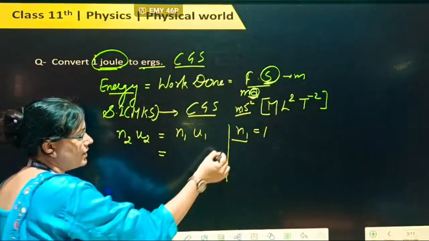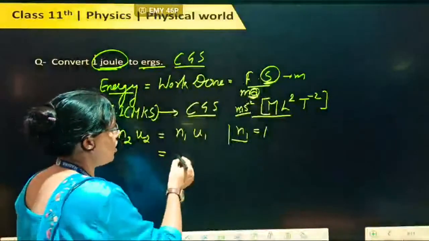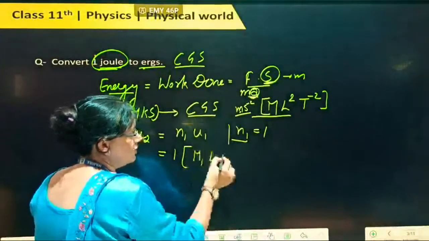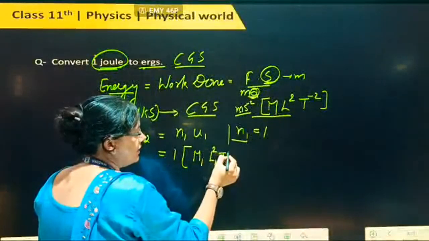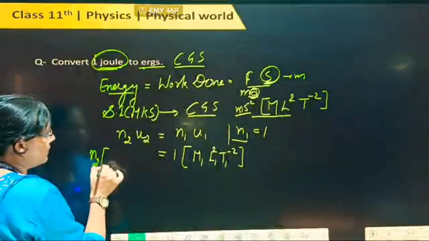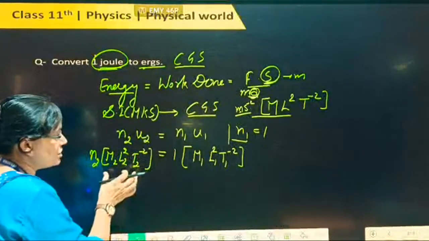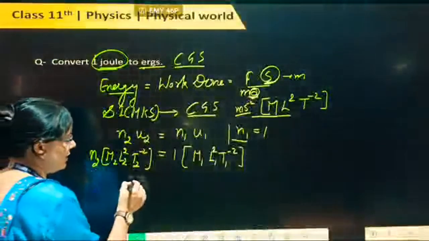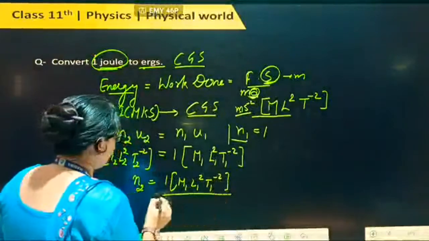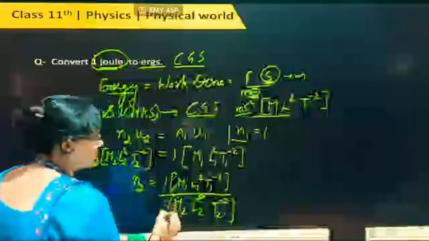The dimension formula of energy is M1 L square T minus 2. So with n1 equal to 1, we can write M1 L1 square T1 to the power minus 2. Same for the CGS side: u2 is M2 L2 square T2 to the power minus 2. This is the dimension formula in CGS form. We have to find n2, so n2 equals 1 times M1 L1 square T1 minus 2 divided by M2 L2 square T2 minus 2. Clear?